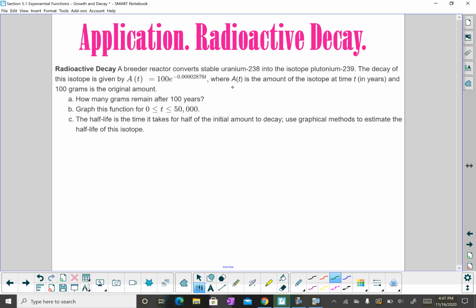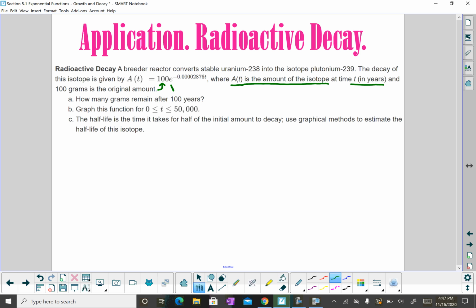where A of T, and I'm going to underline what my variables stand for, is the amount of the isotope at time t in years. 100 grams is the original amount, and they didn't have to tell us that because that's the initial value that we see in this equation. We can also at this point say that this is going to be a decay function, and anytime you're talking about radioactive material, it's going to be a decay function.